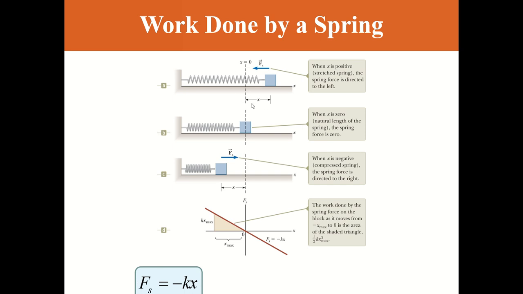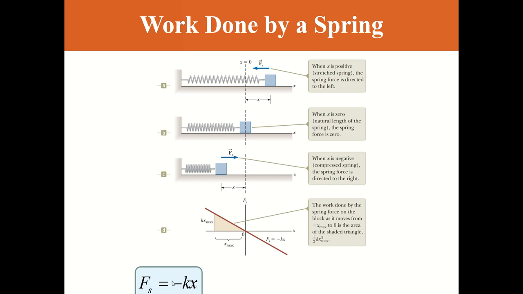X is simply the distance that the spring is either stretched, panel A, or compressed, panel C. K is something called the spring constant. Every spring has a unique K value. It is a measure of the stiffness or flexibility of the spring. A larger K value means the spring is stiffer, i.e. less flexible. And the MKS units of K are Newtons per meter.